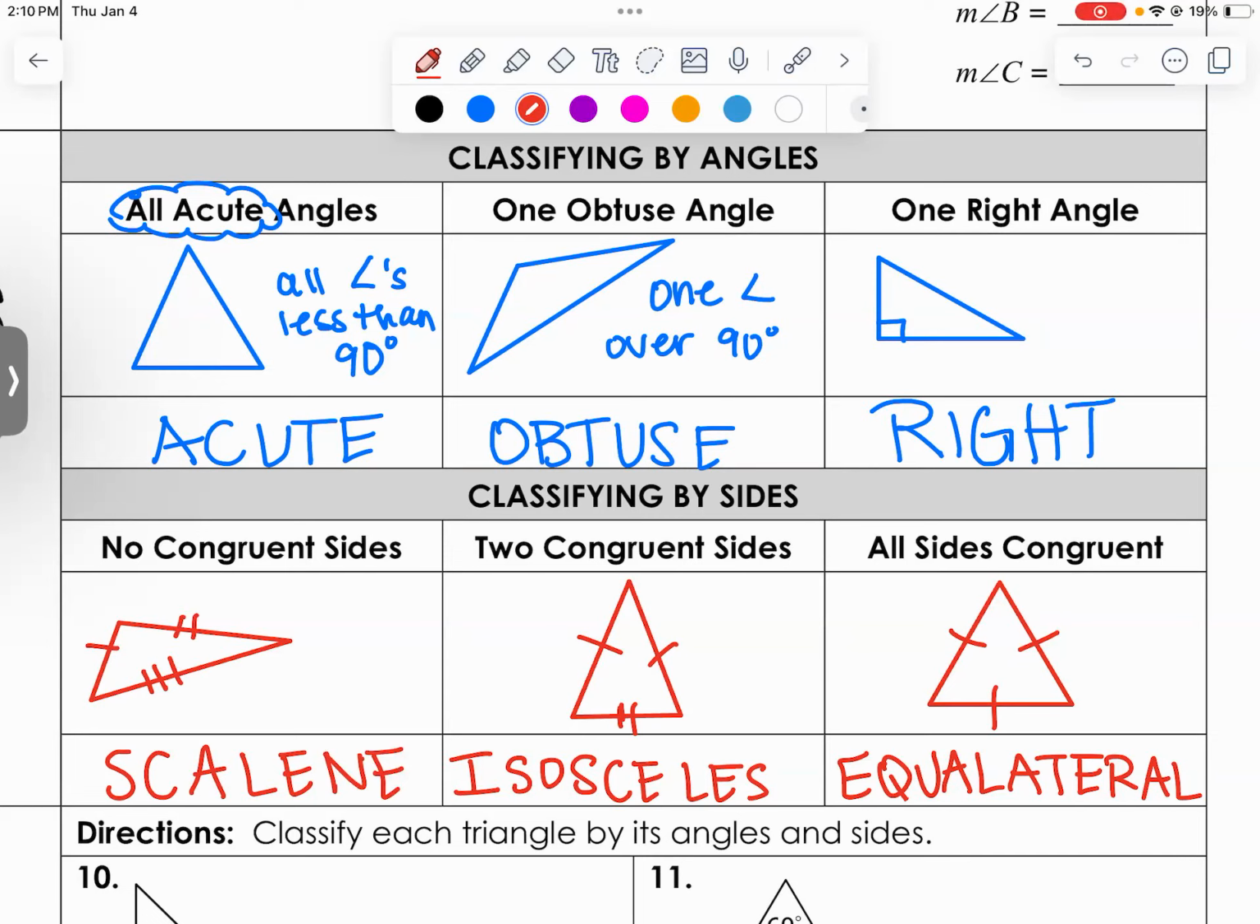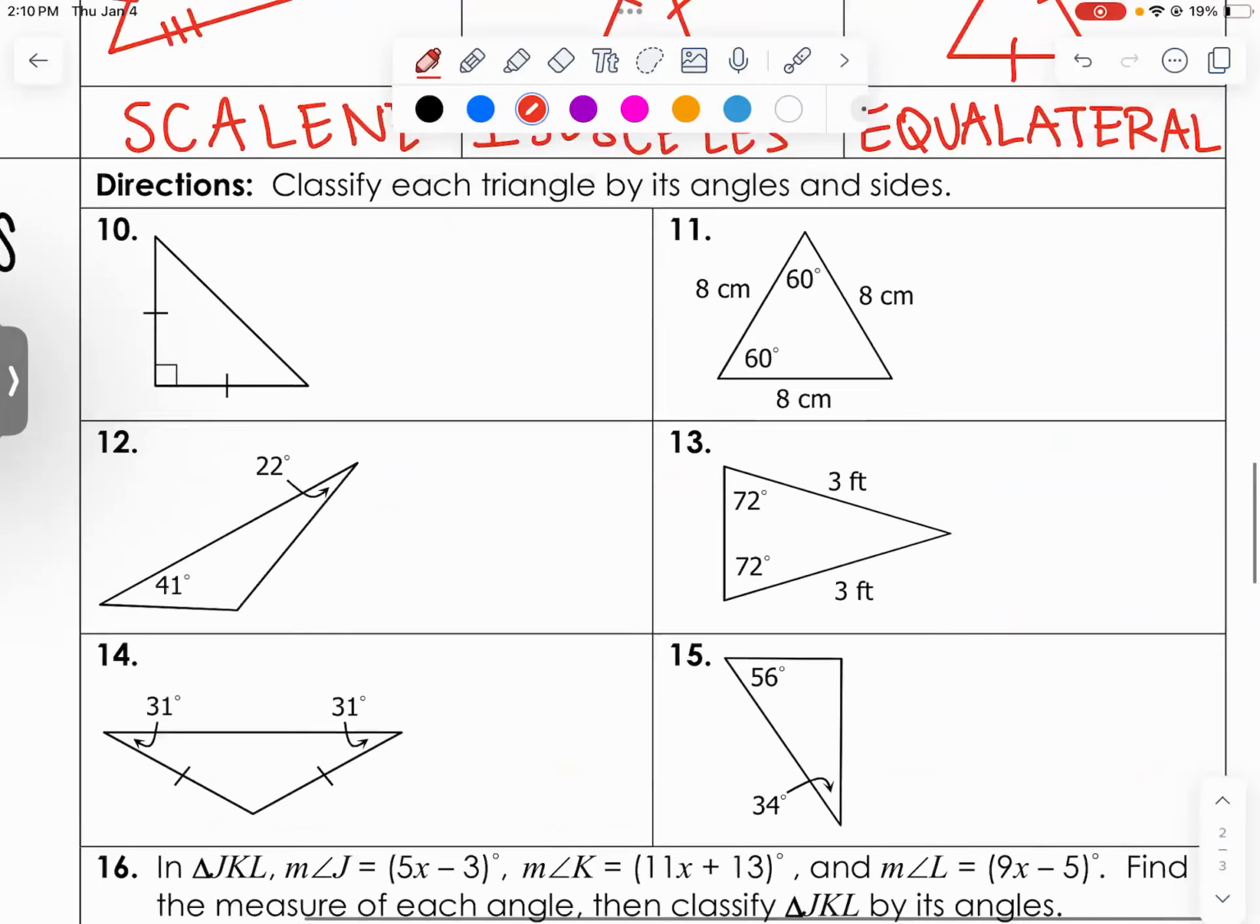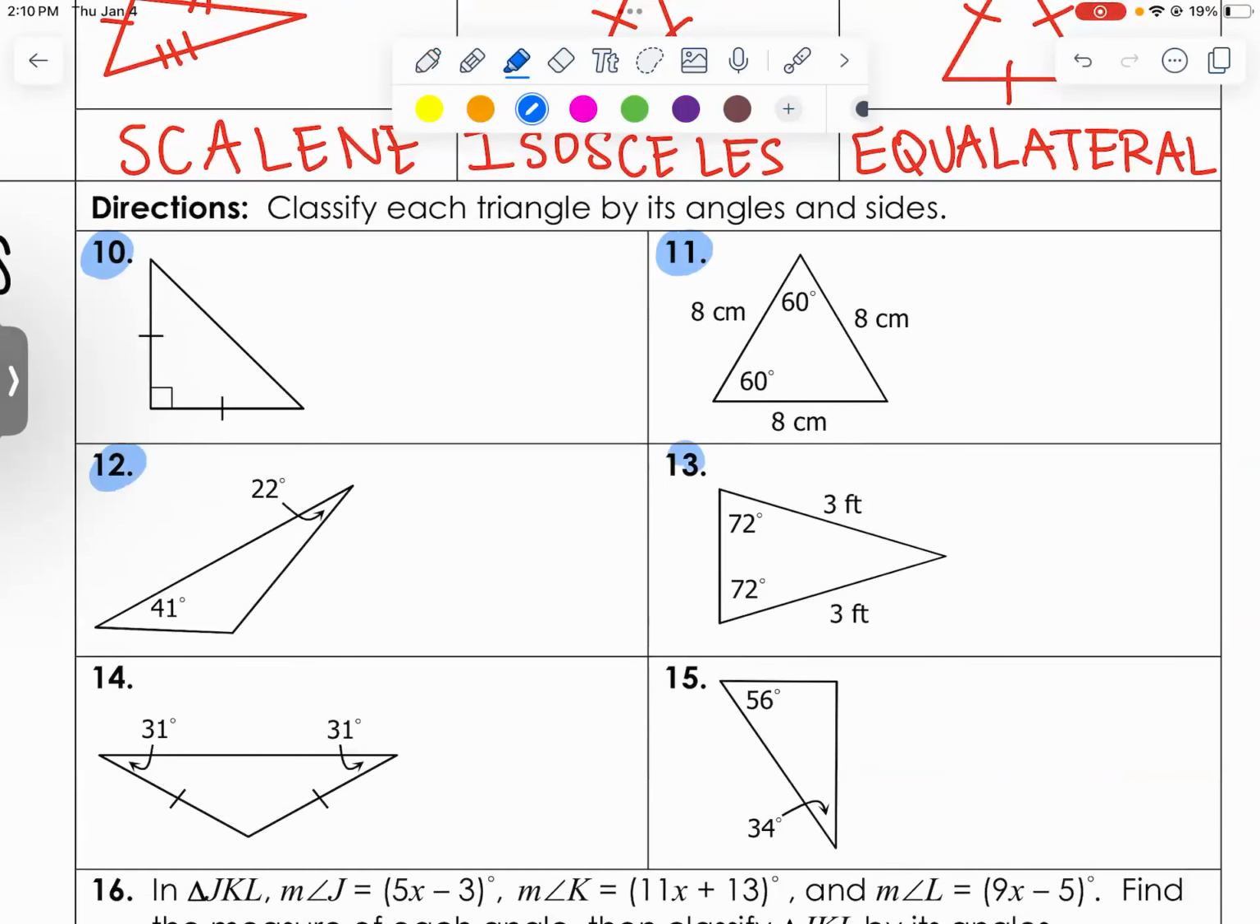Okay, so I'm gonna give you 2 minutes, and you and your new elbow partner, introduce yourself if you haven't, are going to work together on 10 through 15 and classify by both the angles and the sides. So is it acute scalene? Equilateral. There's two names for everyone.